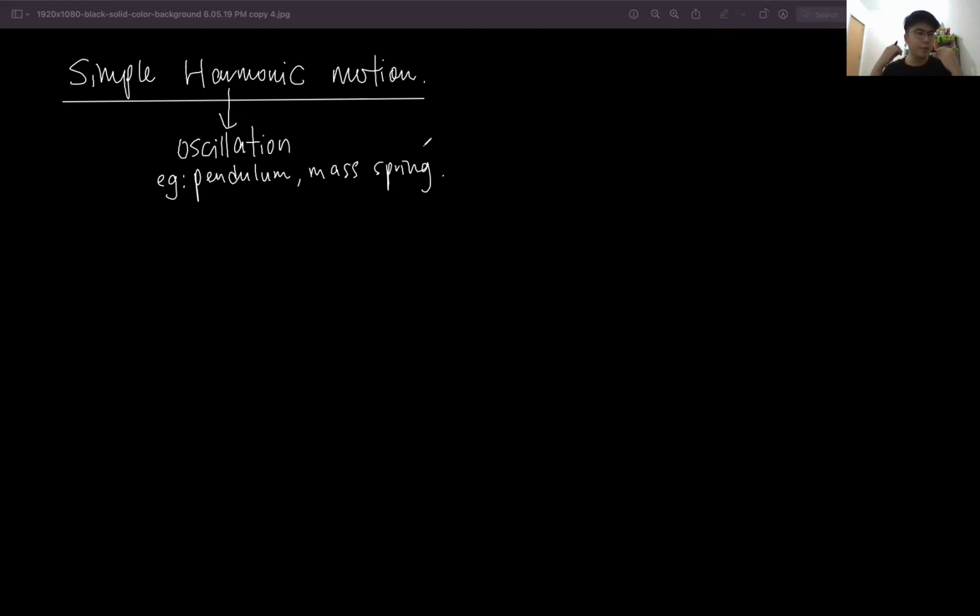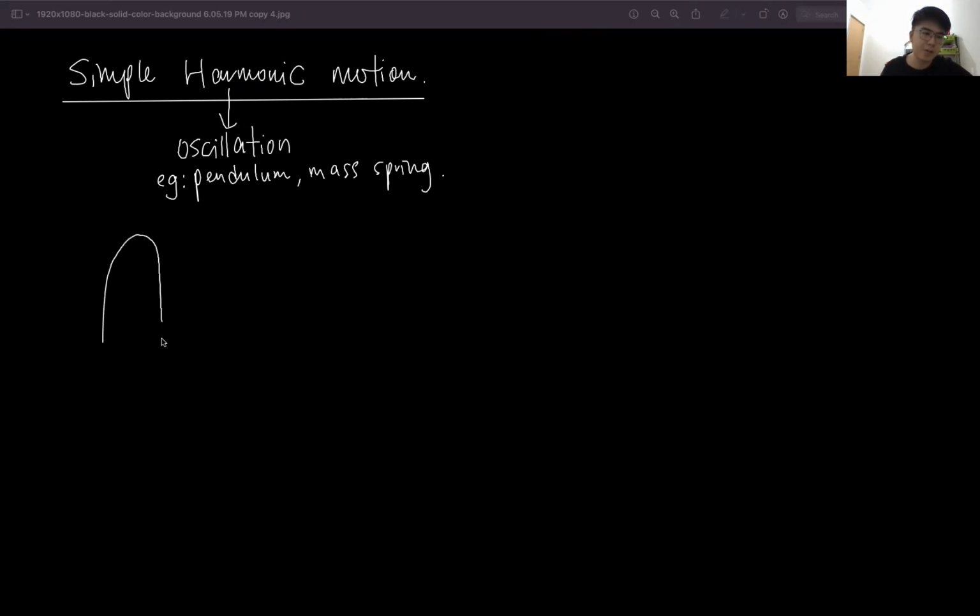Now, why do we call them simple harmonic motion? Is there a complex harmonic motion? Yes, there's a complex harmonic motion. An example of complex harmonic motion is a bouncing ball. If I drop the ball at a certain height, it bounces, and for each bounce, the height decreases.